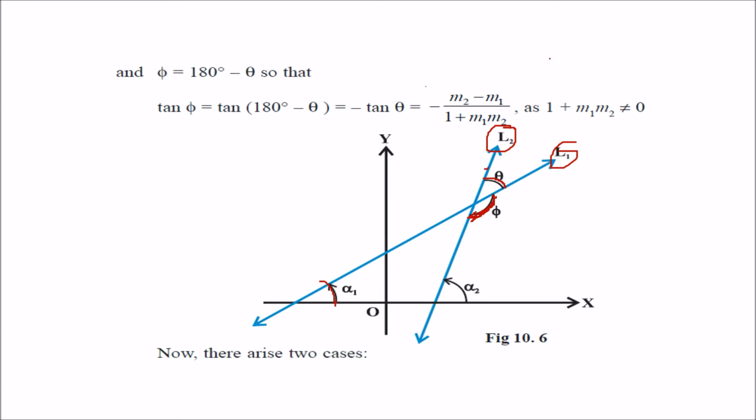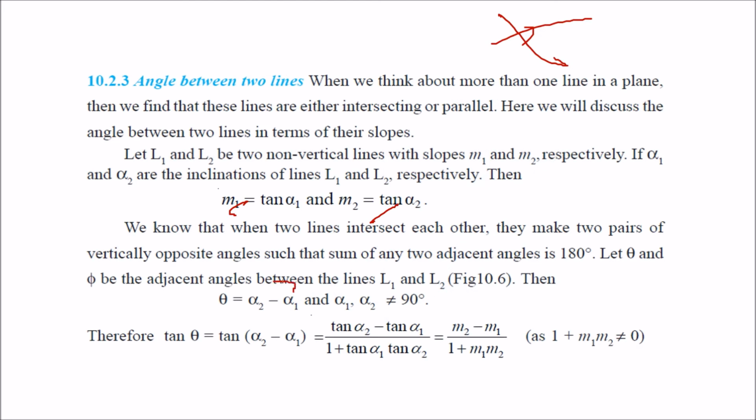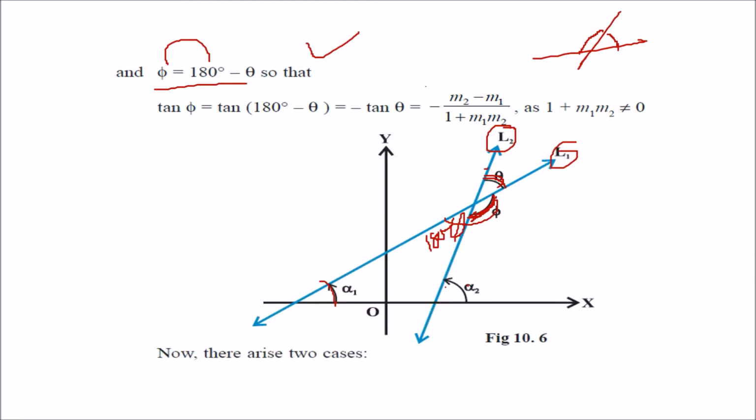You know, for any line, the adjacent angles add up to 180 degree. So this theta plus phi is what? 180 degree. So let us write this. Theta plus phi is 180 degree or phi equal to 180 minus theta. This is our first case. And you also know that this is alpha 1 and alpha 2. So if you want to find out the angle between these two, you have to actually find alpha 2 minus alpha 1. The difference between these two is the angle between them.